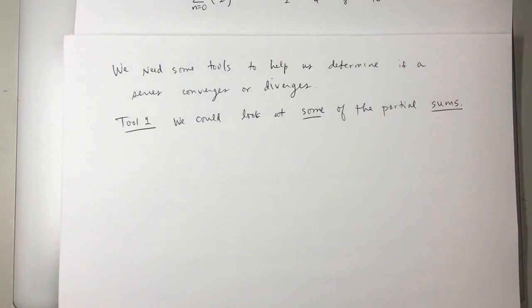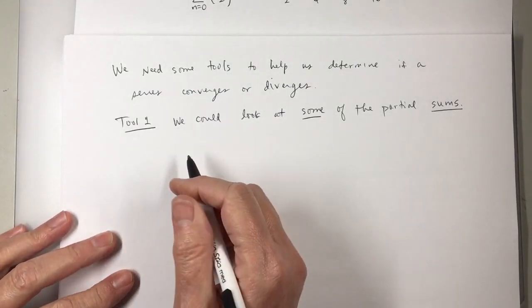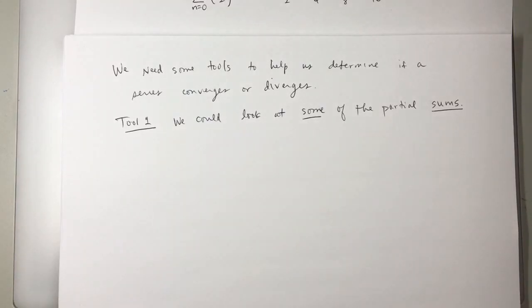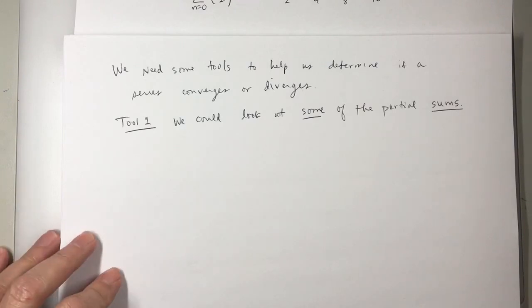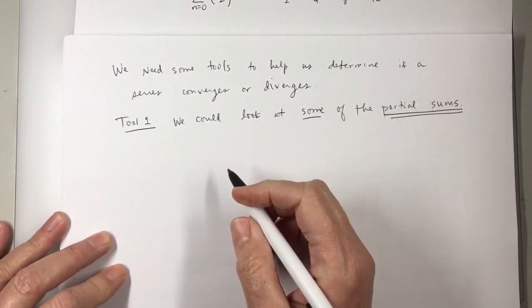So, well, I gotta tell you what is a partial sum. Partial sum would be the sum of some of the terms, not all of them. Let me underline partial sums there.